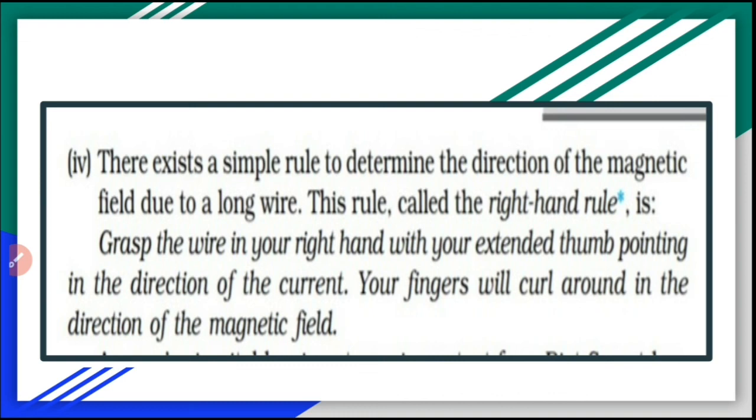Here you have a straight wire carrying current. Hold the conductor in the direction of the thumb. Then the direction in which the fingers of the right hand are curled gives the direction of magnetic field. So grasp the wire in your right hand with your extended thumb pointing in the direction of current, and the fingers will curl in the direction of magnetic field. So the right hand rule can be used in either form.